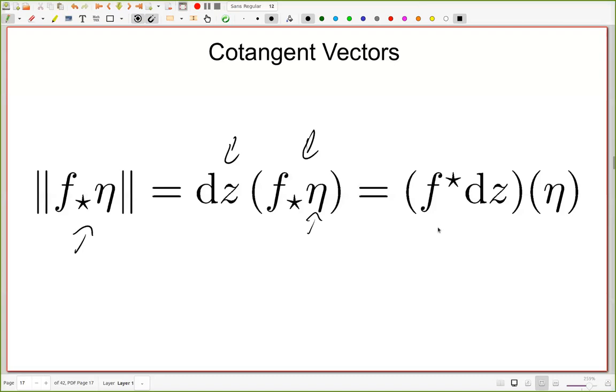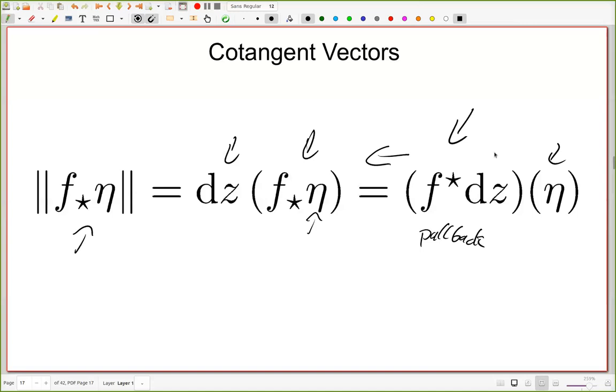But we might also say this differently. We might ask, what if instead of pushing forward a tangent vector eta, we pull back, so we take the inverse image of dz under the function f, and we ask, what's the pullback? So we call this the pullback f upper star of dz, and then we just evaluate this at eta. You can also think of this left-hand side as the definition of the right-hand side. So right now we've just moved some terms around.